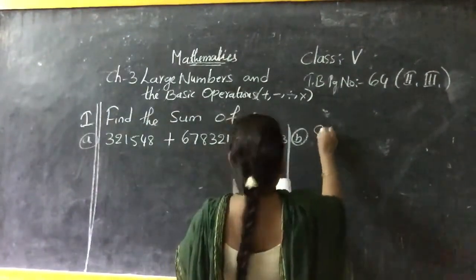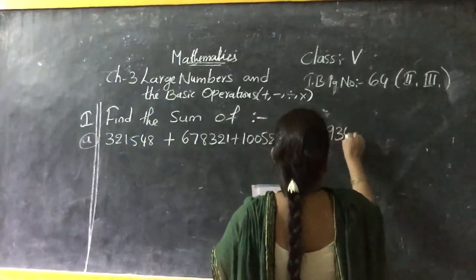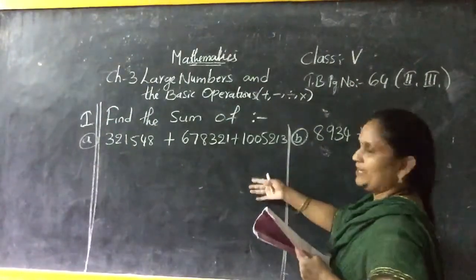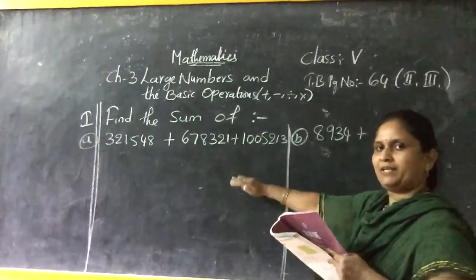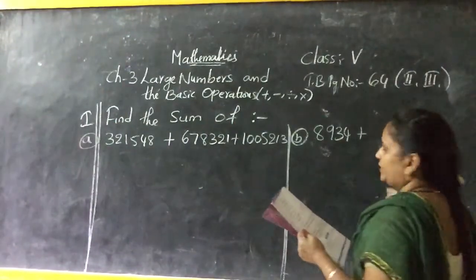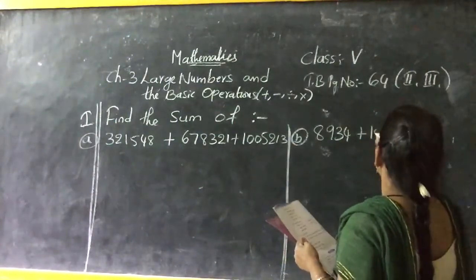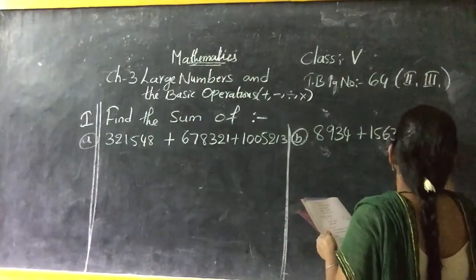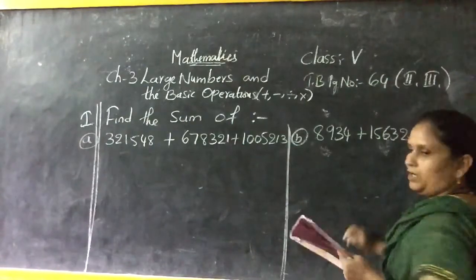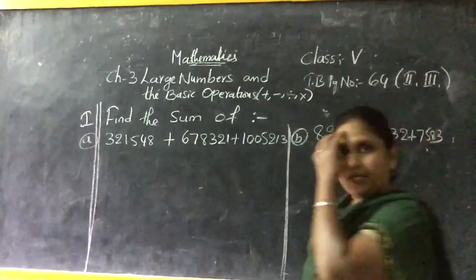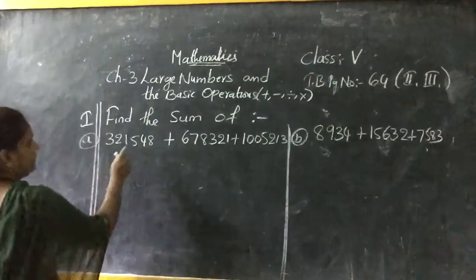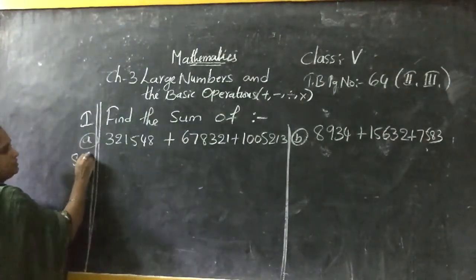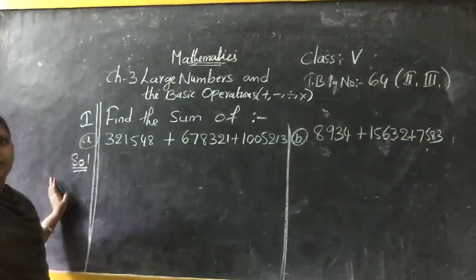Now the second one: 8,9. This we have to copy down, below the first one only. Give a 5 fingers gap and copy. Otherwise, after writing the first sum, you can copy the second one. 8,934 plus 15,632 plus 7,583. So there are 2 sums, A and B. Now, after copying these sums with a black pen, write down solution, SOL, outside the margin.